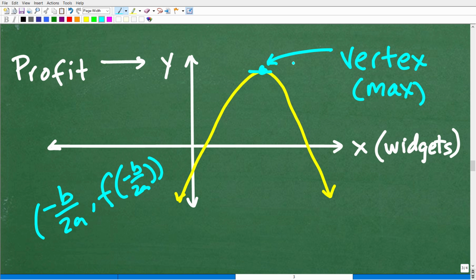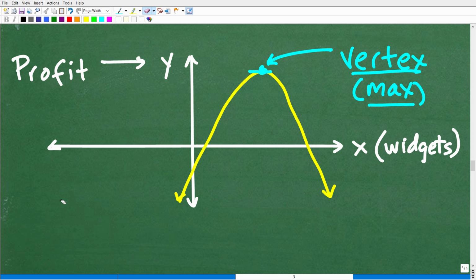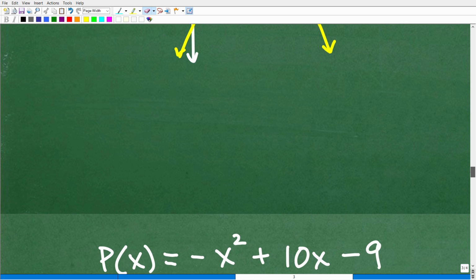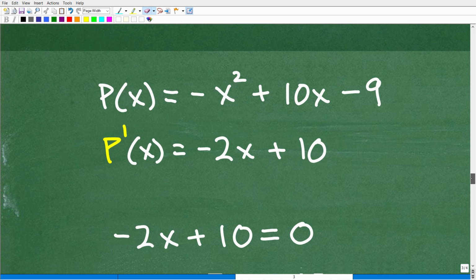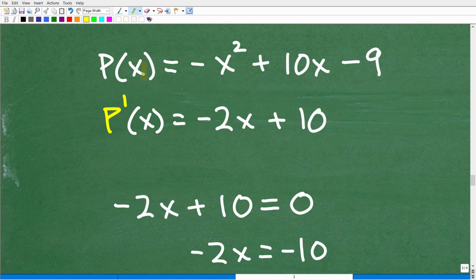But there's another way we can find the vertex. We're still looking for this maximum amount, but there's another way we can do it, and that is using calculus. So how are we going to use calculus? Well, we're going to use something called the derivative. Let's first calculate the derivative, and I'll tell you what the derivative stands for. Okay, so let's take our function, p of x is equal to minus x squared plus 10x minus 9. We're going to calculate something called the first derivative.